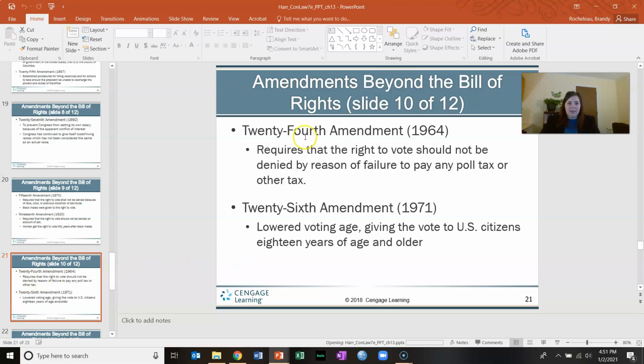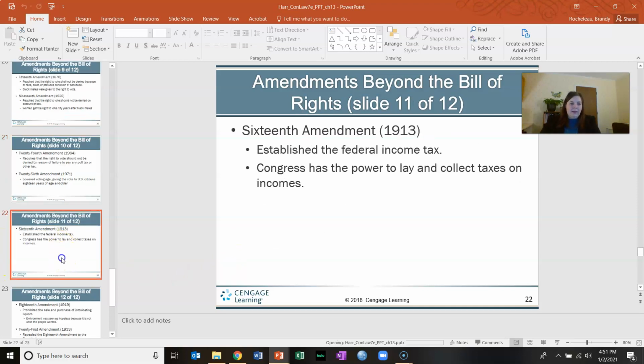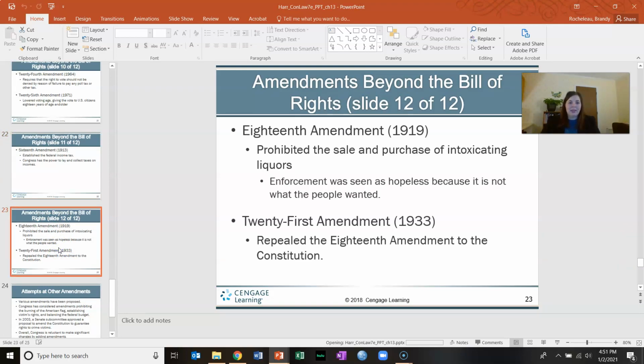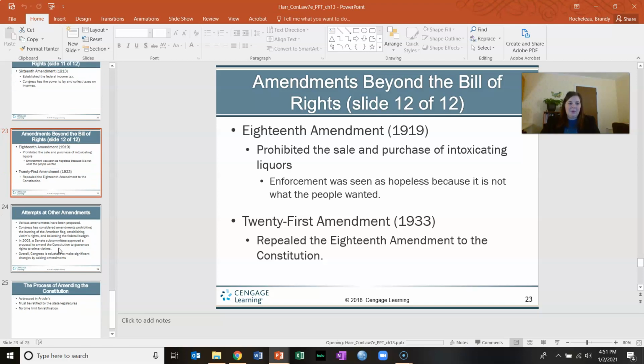Under the 24th Amendment, we cannot restrict people from voting because they can't pay a tax. The 26th Amendment lowered the voting age to 18. The 16th Amendment established the federal income tax and Congress's ability to levy and collect taxes. The 18th Amendment prohibited the sale and purchase of intoxicating liquors, and the 21st Amendment repealed the 18th Amendment.